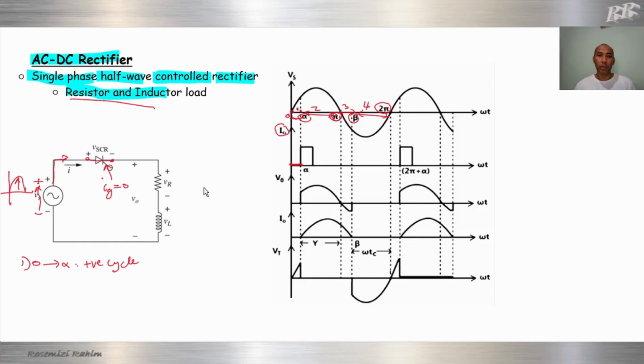To switch on the thyristor, we need Vs greater than 0 and I gate not equal to 0. So we have to provide gate current, then the thyristor will be on. Okay, in this case, gate current is 0, Vs greater than 0, and Ig equal to 0. So what happened is the thyristor will be off.